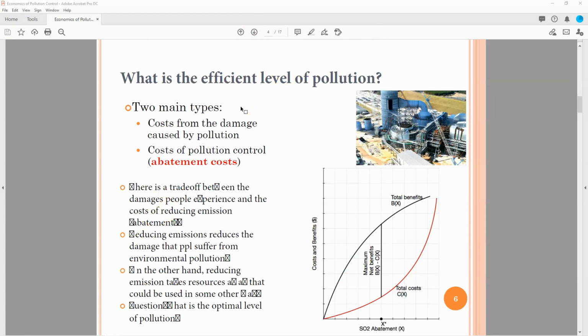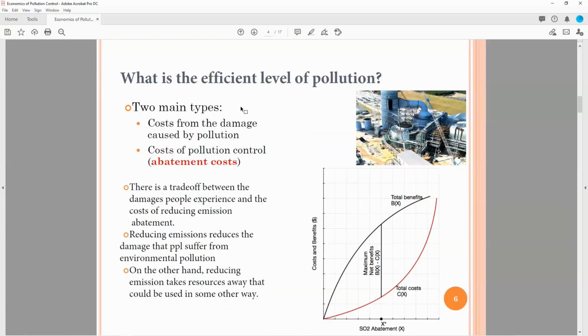So my question is, what is the efficient level of pollution? As I always say, pollution is bad, it's very harmful for human health, for animals, for our ecosystem, right? So what I want to say is that there is a trade-off between the damage people or animals or our ecosystem experience and the costs of reducing emissions, the abatement. Reducing emission or reducing pollution reduces the damage that people suffer from environmental pollution, right? But on the other hand, we input so much cost to reduce emission. It takes the resources away that could be used in some other ways.